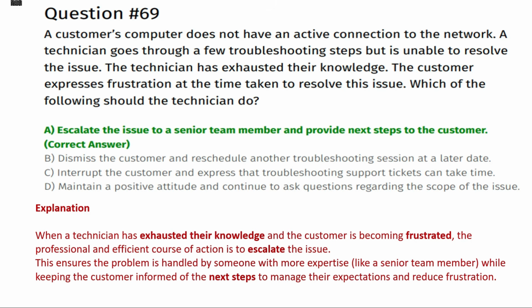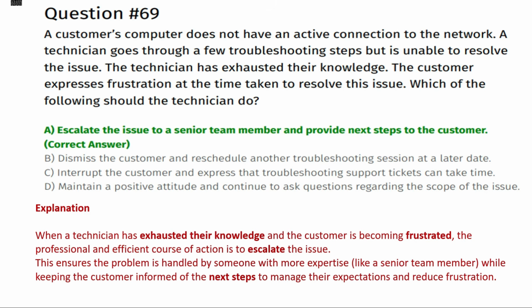Option A, escalate the issue to a senior team member and provide next steps to the customer. Option B, dismiss the customer and reschedule another troubleshooting session at a later date. Option C, interrupt the customer and express that troubleshooting support tickets can take time. Option D, maintain a positive attitude and continue to ask questions regarding the scope of the issue. And the correct answer for this question is option A, escalate the issue to a senior team member and provide next steps to the customer. So let's check the explanation.